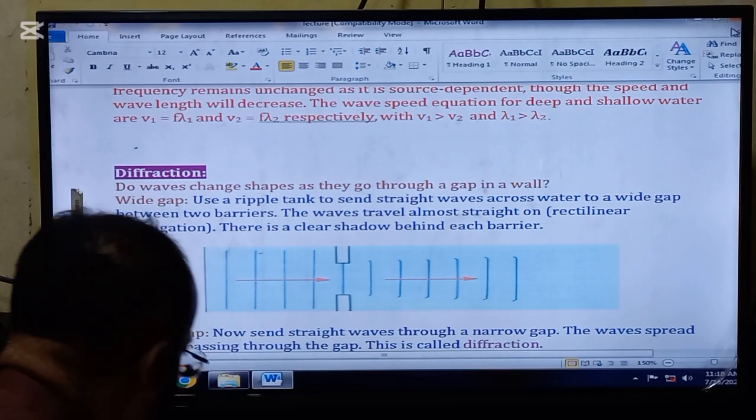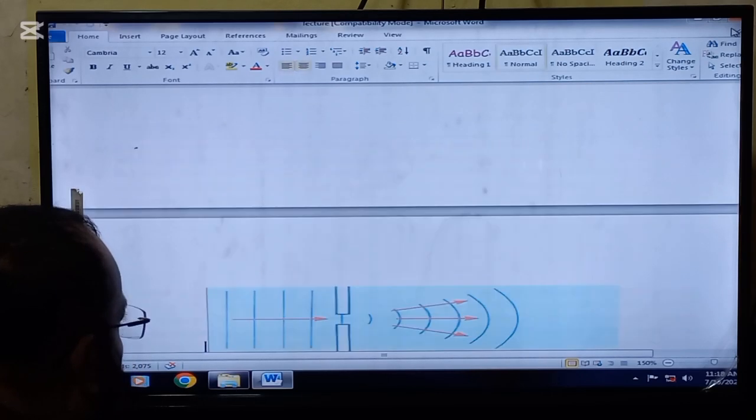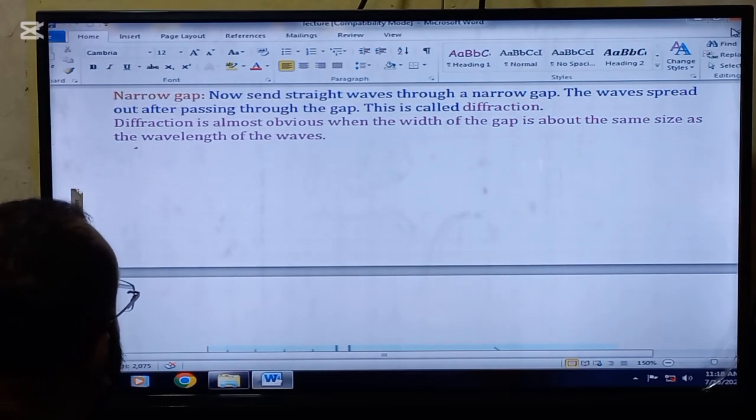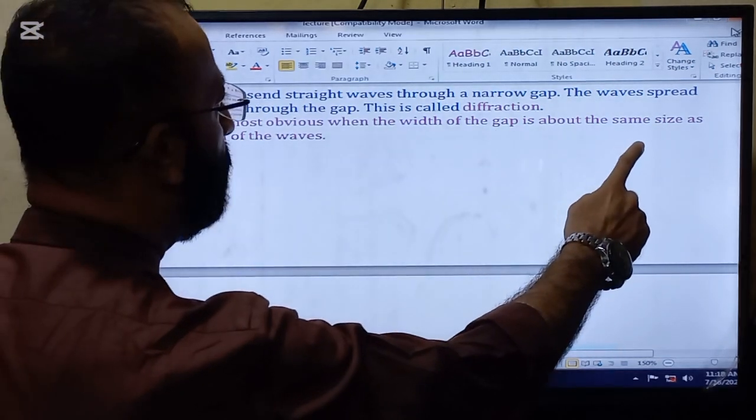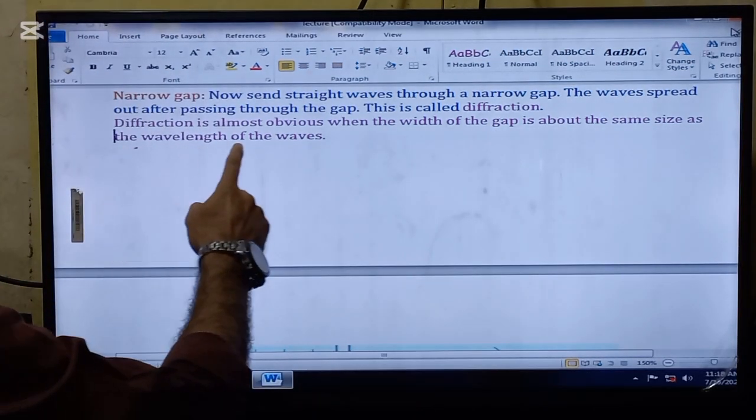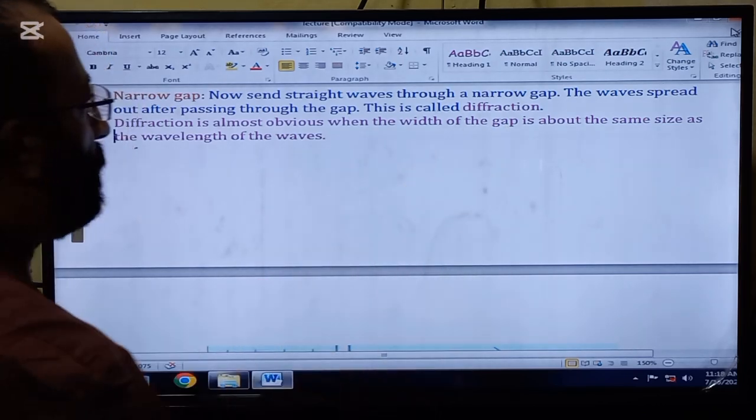Now the narrow gap. Now send straight waves through a narrow gap. The waves spread out after passing through the gap. This is called diffraction.